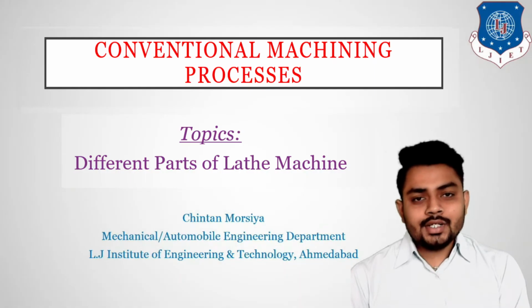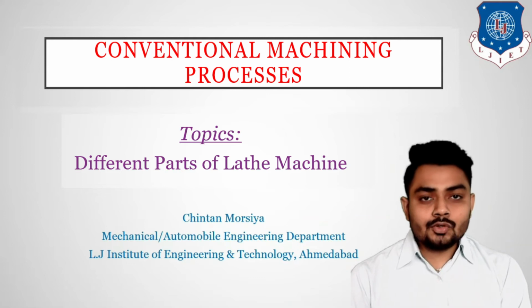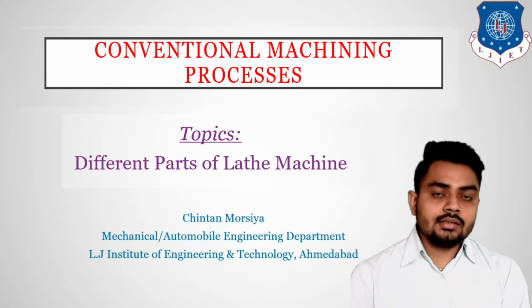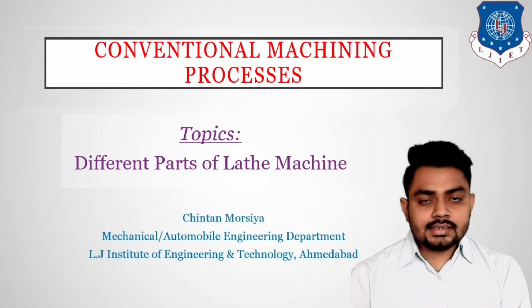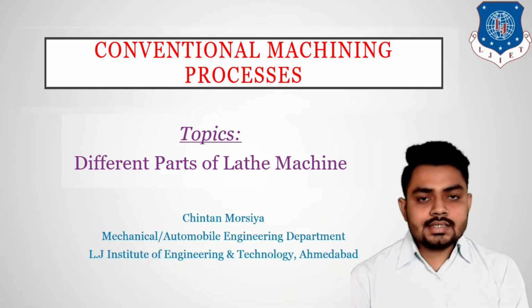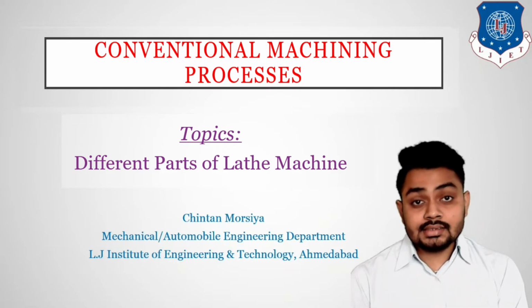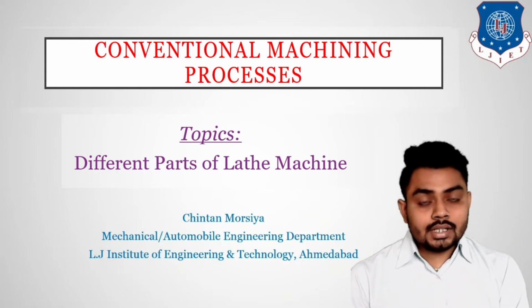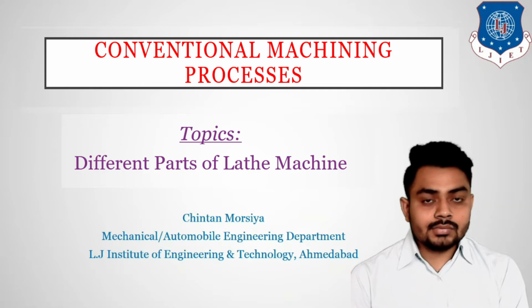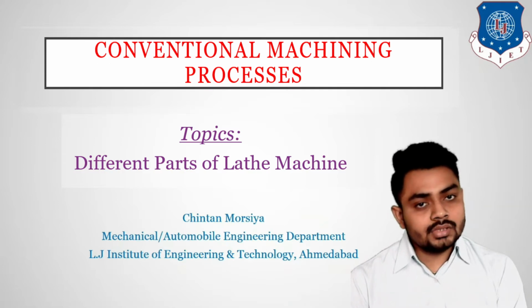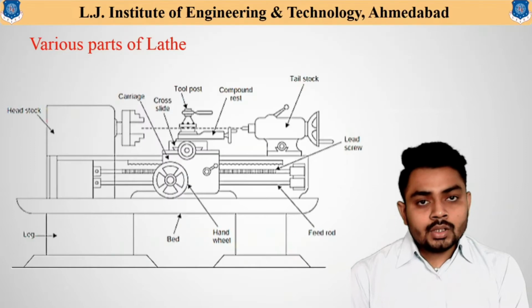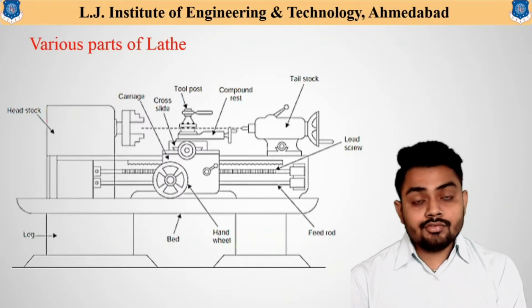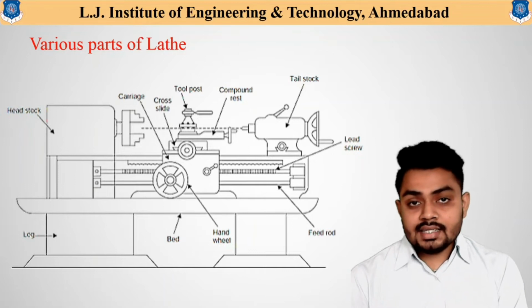Students, today in this lecture we will discuss the various parts of the lathe machine. In the previous lecture we listed some of the simple parts in the 2D figure, that is the headstock, tailstock, carriage, tool post and the different legs of the lathe machine which support the entire machine. So here, to understand the various parts of the lathe machine, let us have a look at the figure shown over here. In this, we have listed the different parts.